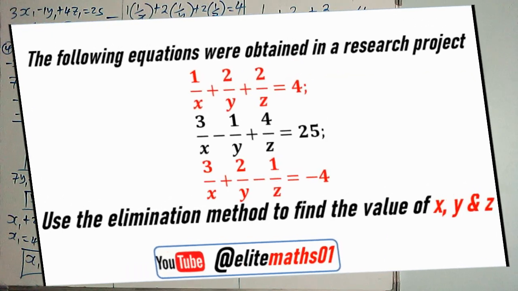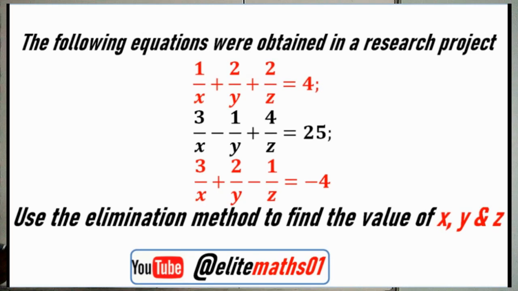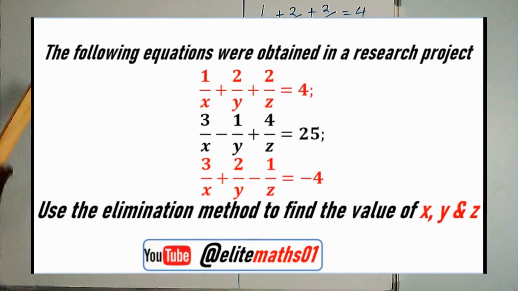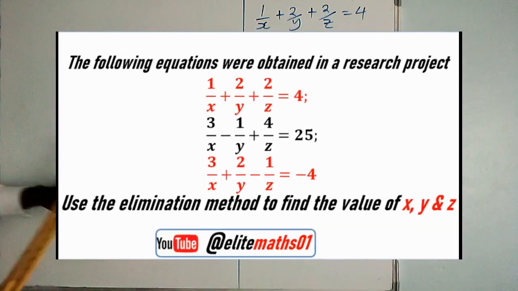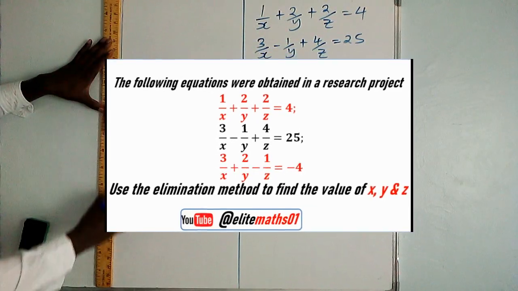1 over x plus 2 over y plus 2 over z is equals to 4. Then equation 2, 3 over x minus 1 over y plus 4 over z is equals to 25. And the third equation, 3 over x plus 2 over y minus 1 over z is equals to negative 4. Use the elimination method to find the value of x, y, and z.